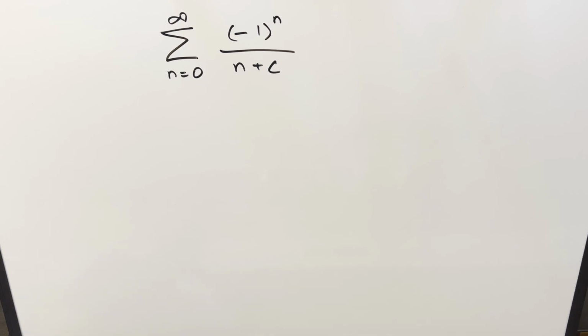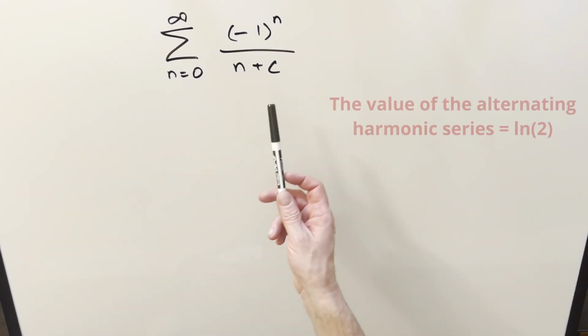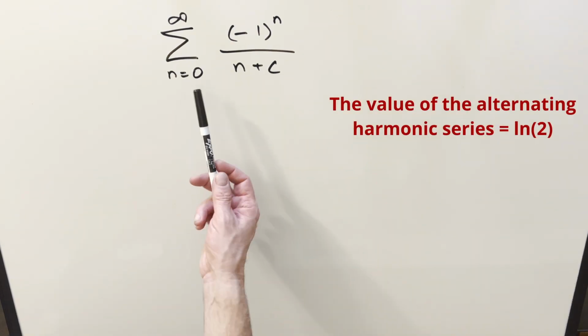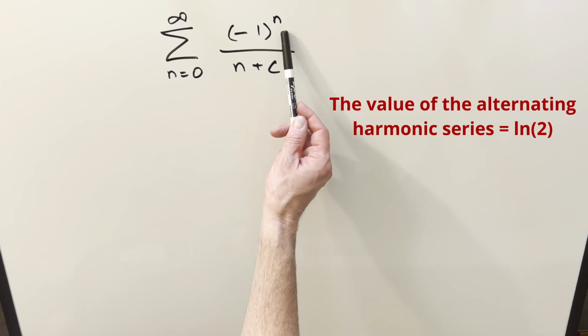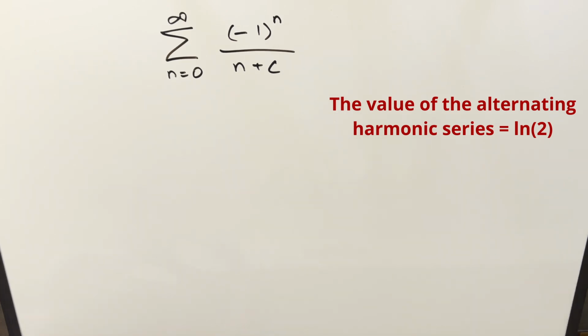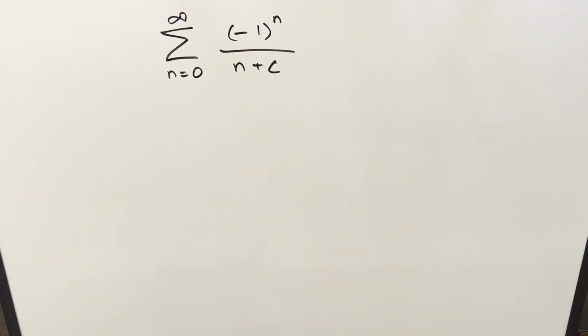Okay, we have here on the board the sum from n equals 0 to infinity of minus 1 to the n over n plus c. And I want to get a general formula for this. I found it pretty interesting. It's very similar to the alternating harmonic series. You notice, if c was 0 and this was n plus 1, then you get the alternating harmonic series and its natural log of 2.